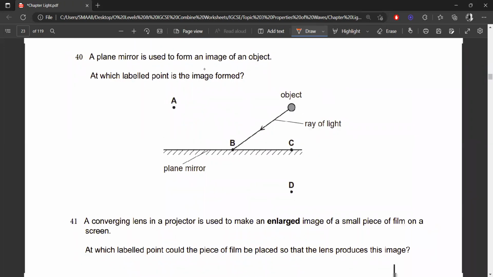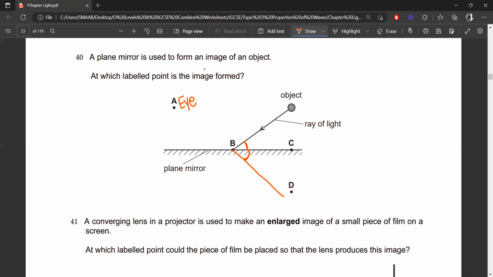Again, plane mirror, 40. A plane mirror is used to form an image of an object. At which labelled point is the image formed? B. At B. A. Actually, remember that condition: we have to measure the angle of incidence with respect to the eye and also with respect to the image on the other side. So this will be the angle of reflection over here, that is at point D, right? Because at point A, we have to observe the object from point A. So A will not be the right position for that. D is the right one because the object is here.